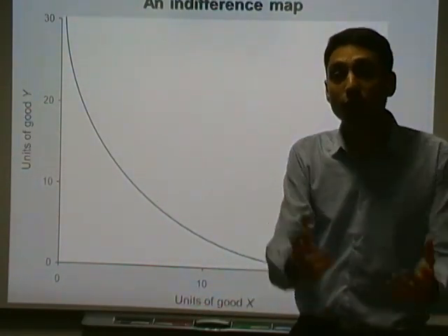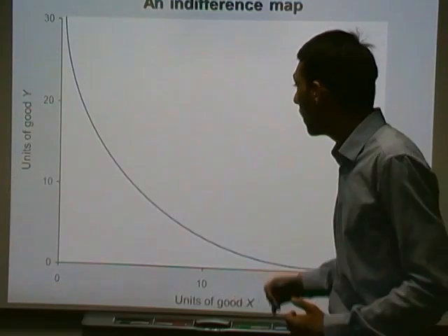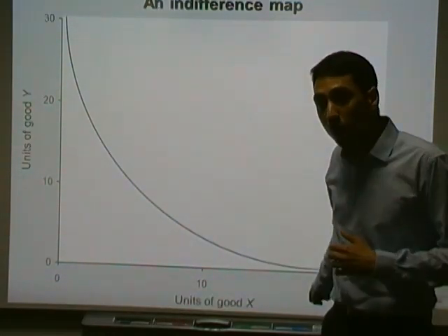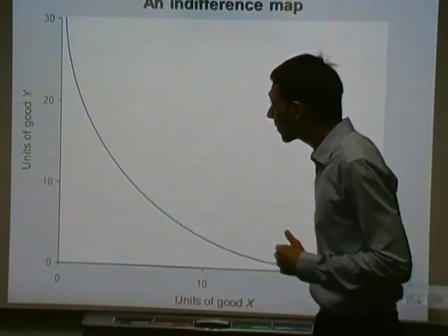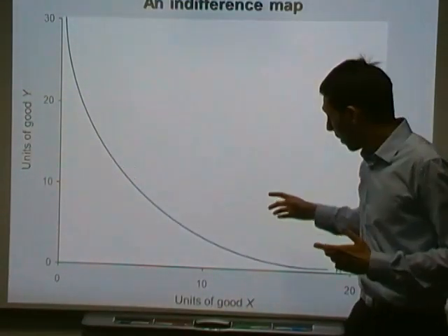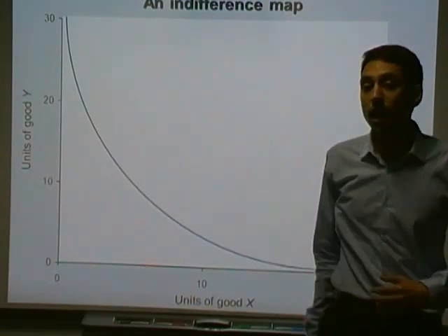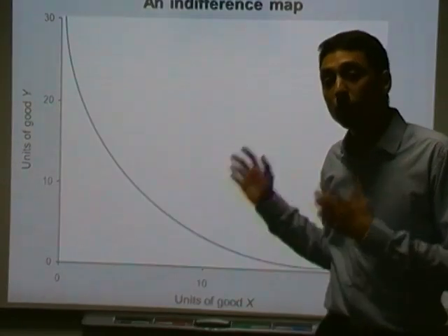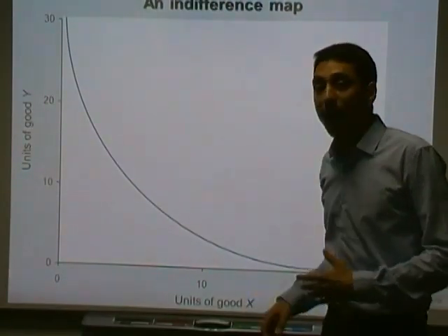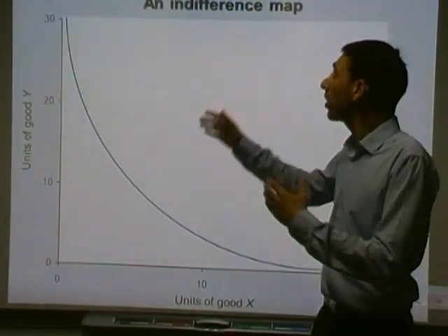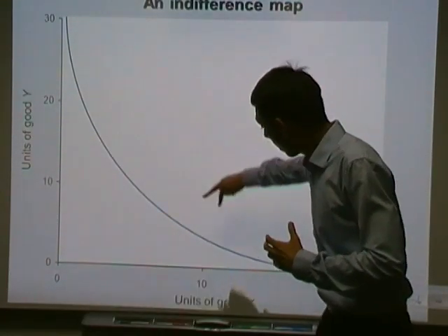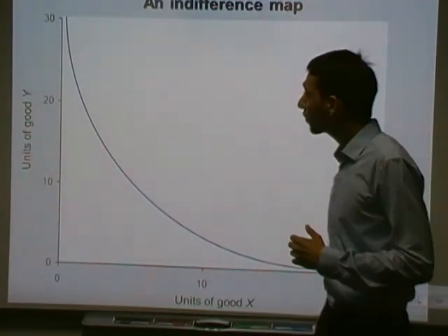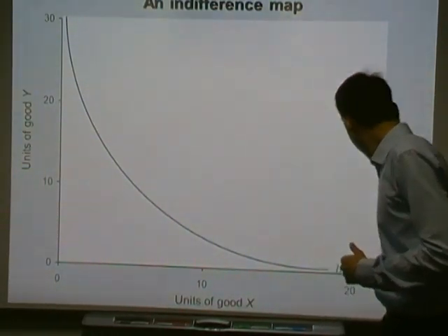And if you are increasing the first good, you have to decrease the other good so that you are at the same level of satisfaction. So that's why it's going to be downward sloping, and it is going to be convex. It's going to be like this, because obviously diminishing marginal utility plays a role here, and you have a diminishing marginal rate of substitution from left to right. So that's why it is going to be a convex curve.